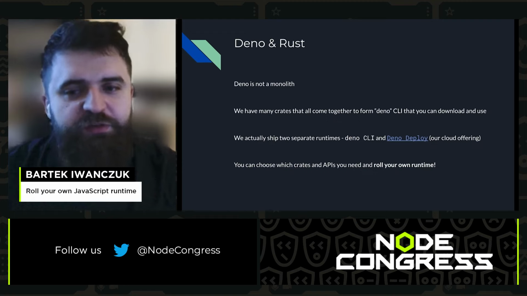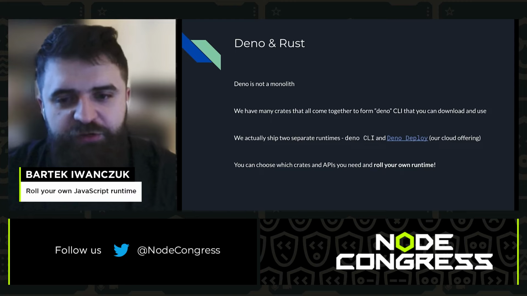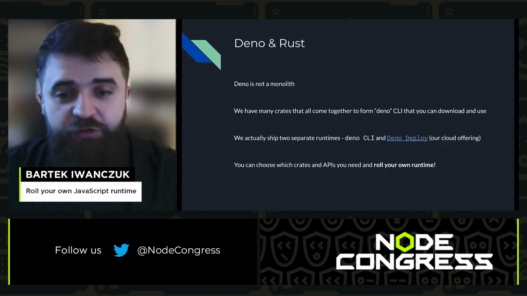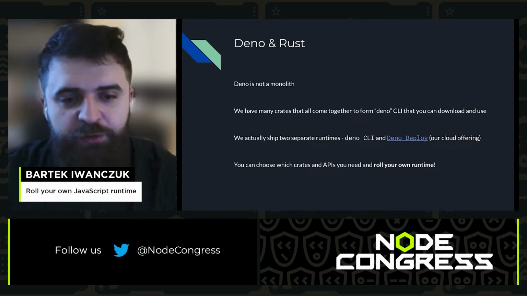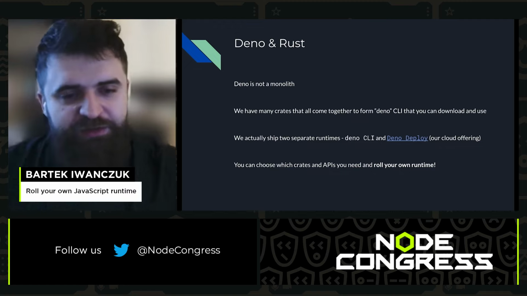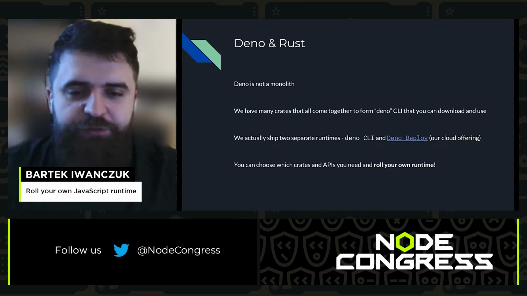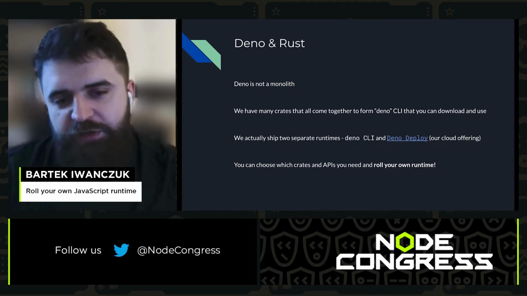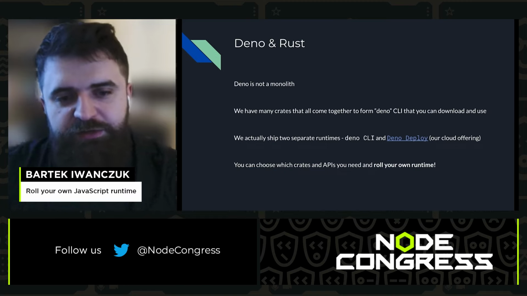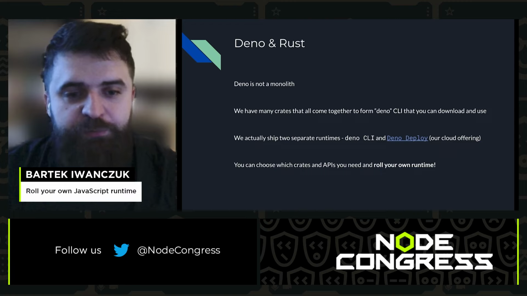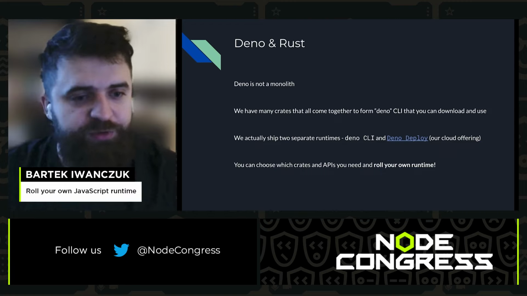One of the consequences is that here at the Deno company, we don't actually ship just one runtime. We actually ship two different runtimes. We have the Deno CLI, but we also have Deno Deploy, which is our cloud offering. These runtimes are very similar, however, they are not identical. Deno CLI is geared towards local development and deploying your code on your own server or Lambdas, while Deno Deploy is geared towards being deployed to cloud native containers and such.